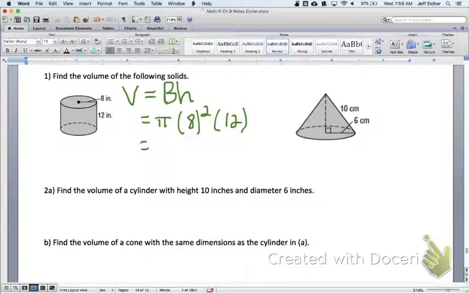And with my calculator handy, I have 8 squared times 12. That would be 768 pi. And the units are inches, so how many cubic inches could fit in this shape? 768 pi. You can leave your answer in terms of pi. If you'd like to multiply it out, you should get approximately this many, 0.743.